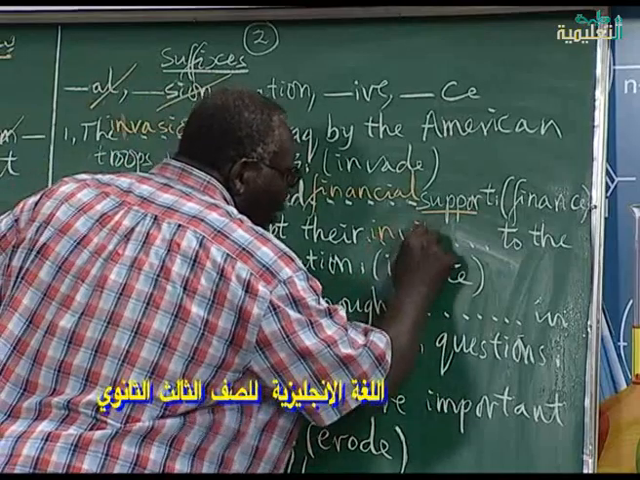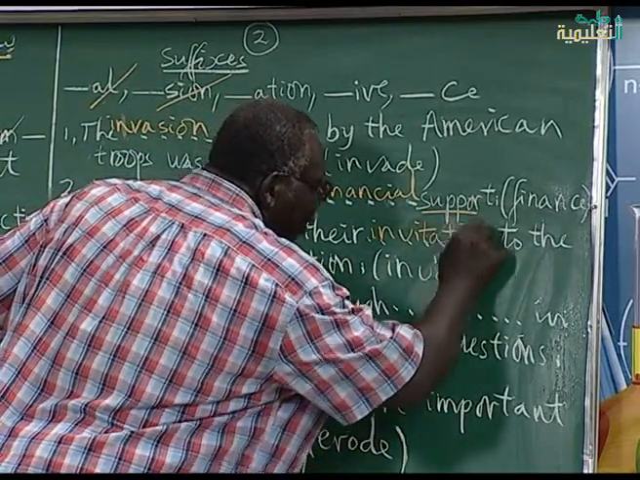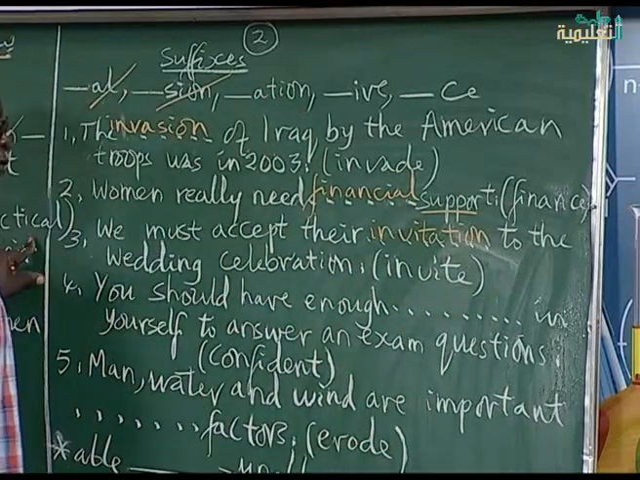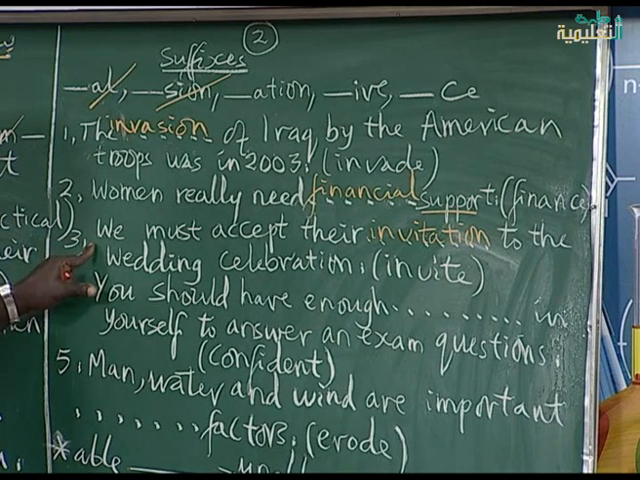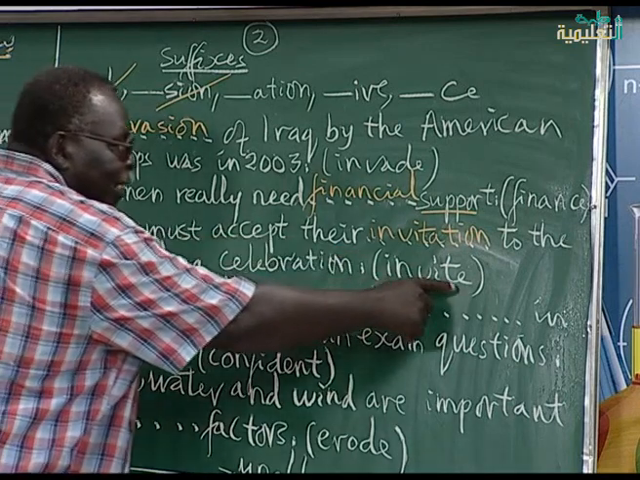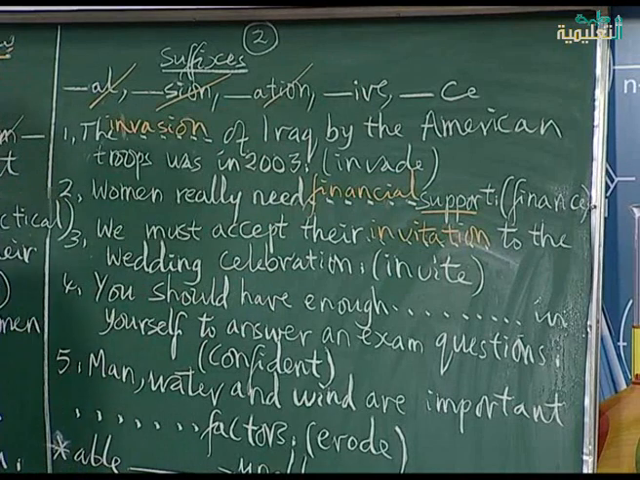Yes, we drop the E, sorry, and then we add the suffix ATION. It's going to be invitation. We must accept their invitation to the wedding celebration. Yes, you remember, invite ends in E and the E is silent. We want to add the suffix ATION, and the suffix ATION begins with A and the A is a vowel letter. In this case, we drop the E before we add the suffix.